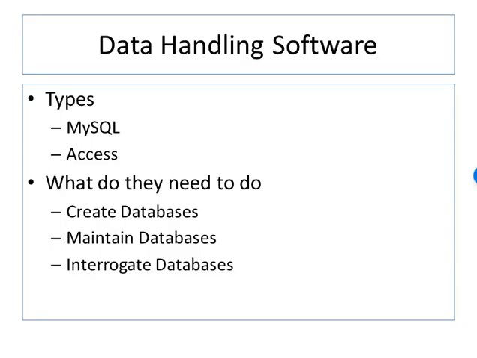They need to be able to maintain databases, for example, being able to do any maintenance on it to make sure tables are correct and records are properly stored. Interrogate is just a posh word for querying, so being able to find information within a database. So for example, you interrogate Google and the Google database just by performing a Google search.